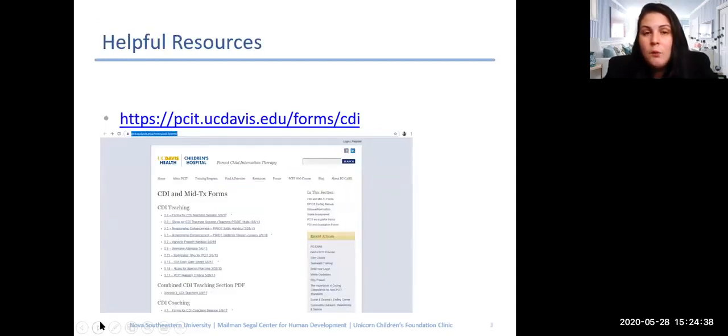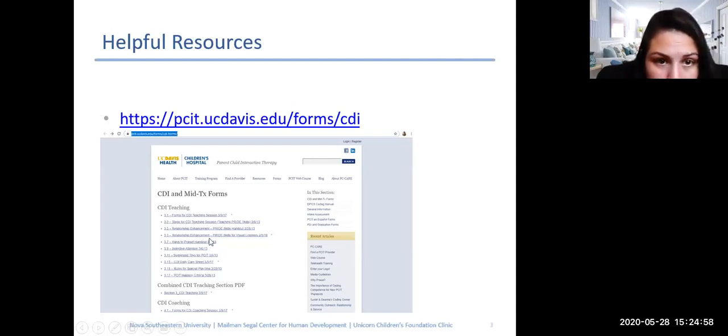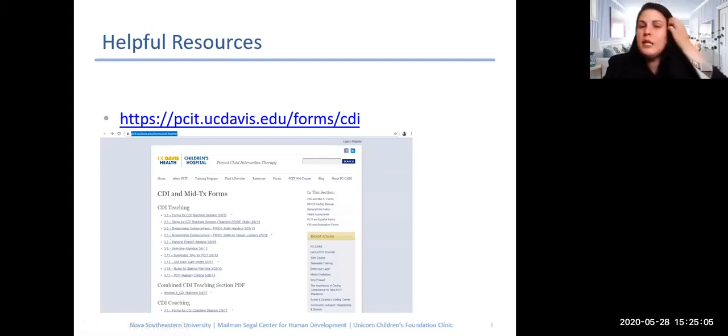And again, these are the helpful resources that I've used today. So this is the link that you're going to follow, pcit.ucdavis.edu/forms/CDI. And what you'll see, and I took a little screenshot of it here, if you look down here, is the Pride Skills handout. I think I want to say it's 3.5. And take a minute to look through this website, because they also have resources in Spanish as well, and they have videos. So it's a very good resource to follow.